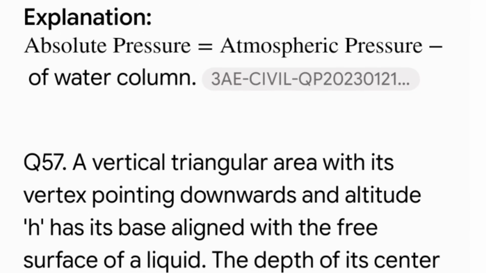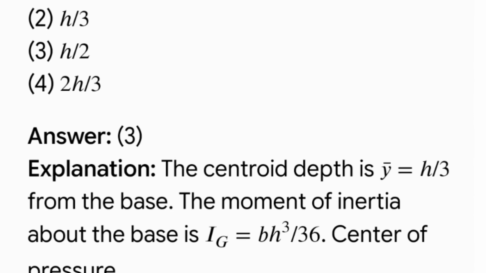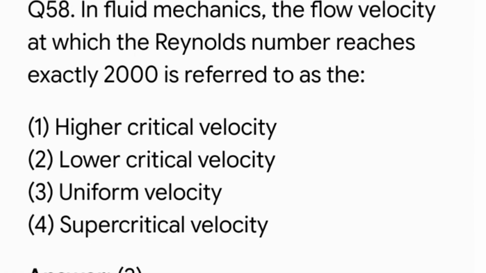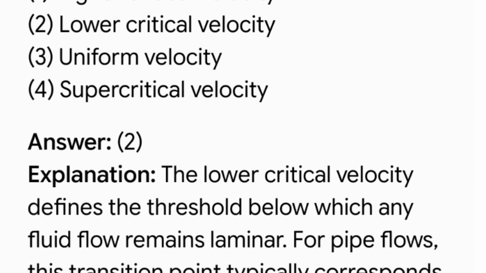Next question. A vertical triangular area with its vertex pointing downwards and altitude h has its base aligned with the free surface of a liquid. The depth of its center of pressure below the free surface is located at. Correct answer option 3, h by 2. Next question. In fluid mechanics, the flow velocity at which Reynolds number reaches exactly 2000 is referred to as the. Correct answer option 2, lower critical velocity.